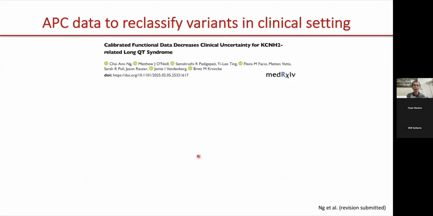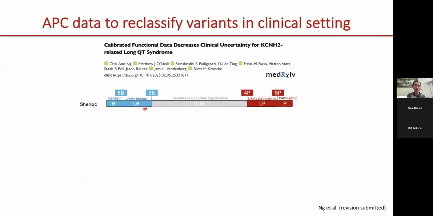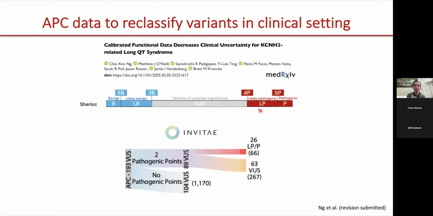But to test the assay in a clinical setting, I collaborated with Invitae. In this case, Invitae used the Sherlock algorithm to classify variants. It needs 4 points to reach a likely pathogenic. And from Invitae's VUS, 193 of them have a patch clamp data set available. And of the 89 VUS, Invitae can apply 2 pathogenic points using their Sherlock. This means it's 50% way to reach the likely path. And out of these 89, 26 are able to be upgraded to likely pathogenic, affecting 66 patients.